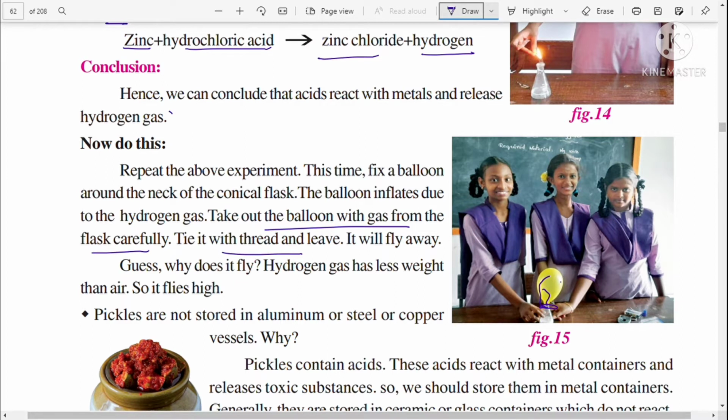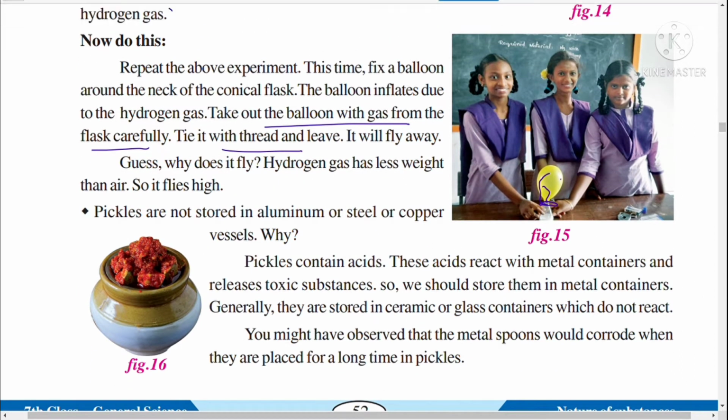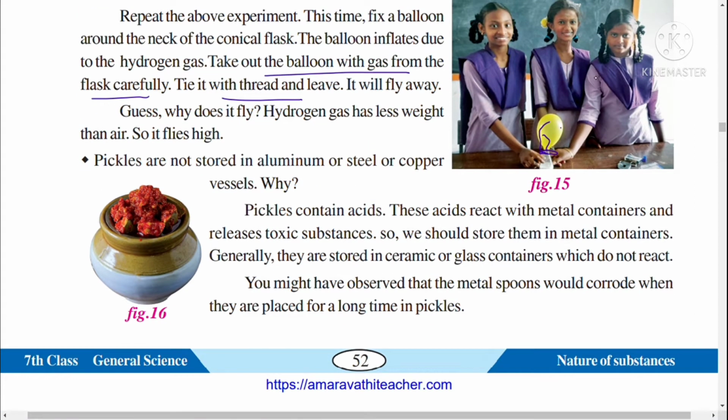In some festivals, the balloon seller sells balloons filled with helium gas. So how do the balloons fly in the sky? Similarly, these balloons also inflate in the air. So guess why does it fly? Because the gas has less weight than the air, so it flies high.